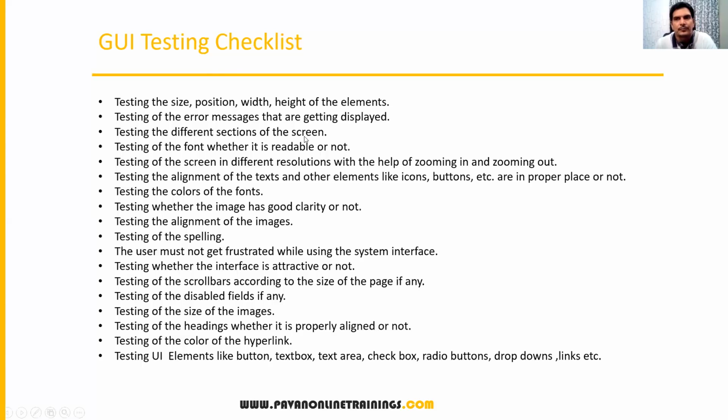That is error messages, and then testing the different sections of the screen. When I say screen of the UI, there are different sections. The logo will be in one section, and the elements will be in one section. At the bottom of the screen, there will be a footer, and there is a header section. So all these things we need to verify.